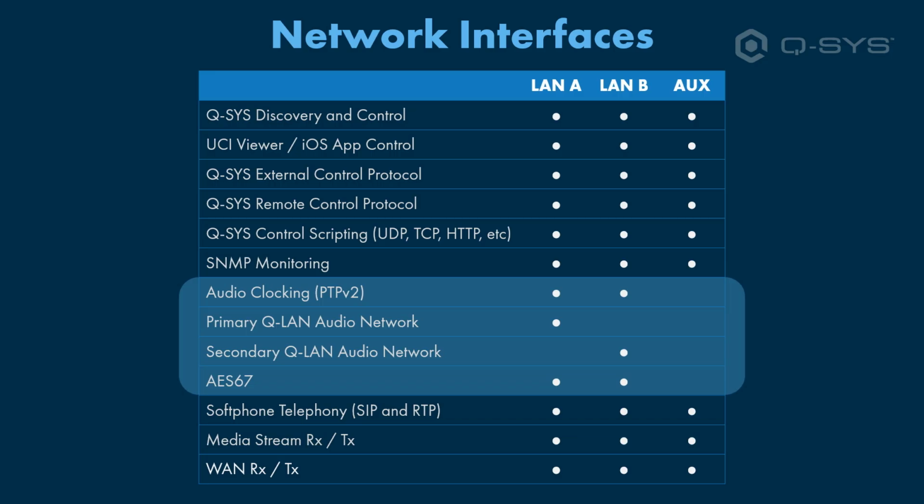You'll notice that the primary QLAN, that is LAN A. It's not on LAN B. Secondary QLAN is on LAN B, not on LAN A.